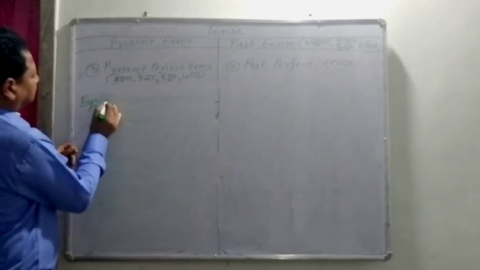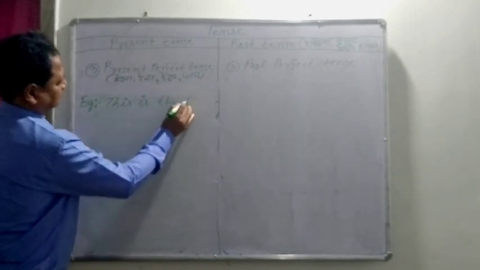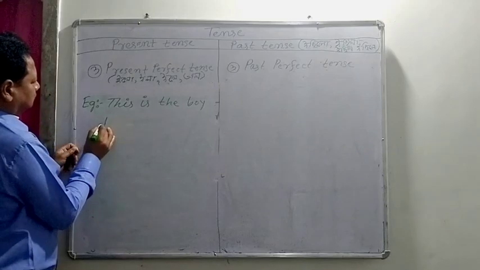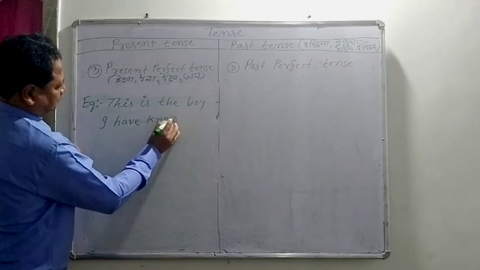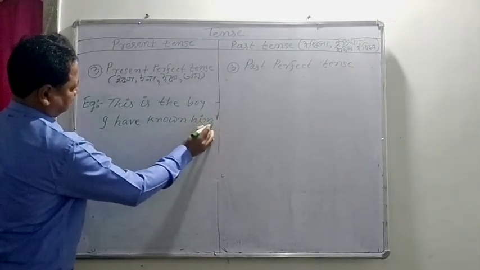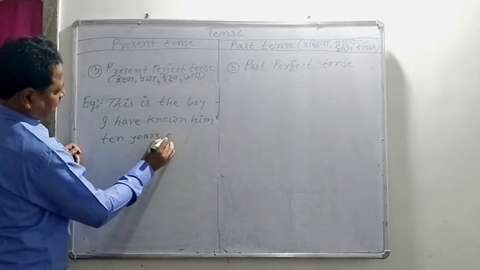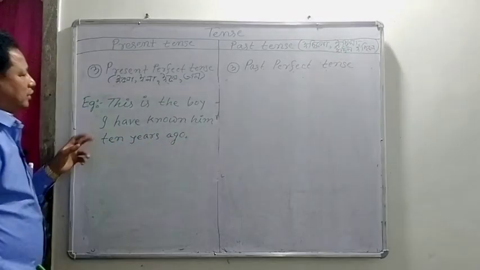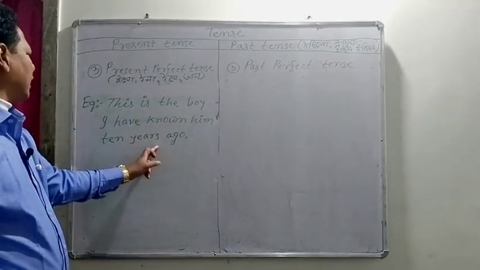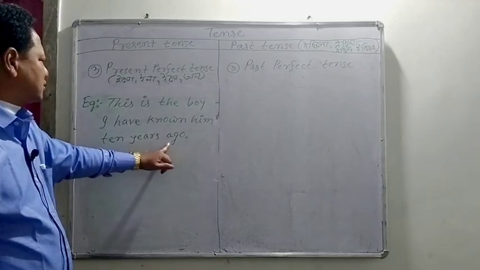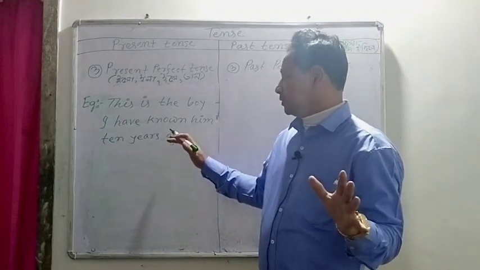Example. Yeah, this is the boy. I have known him 10 years ago. 10 years is a past tense. 10 years means this is a simple past tense. 10 years ago.